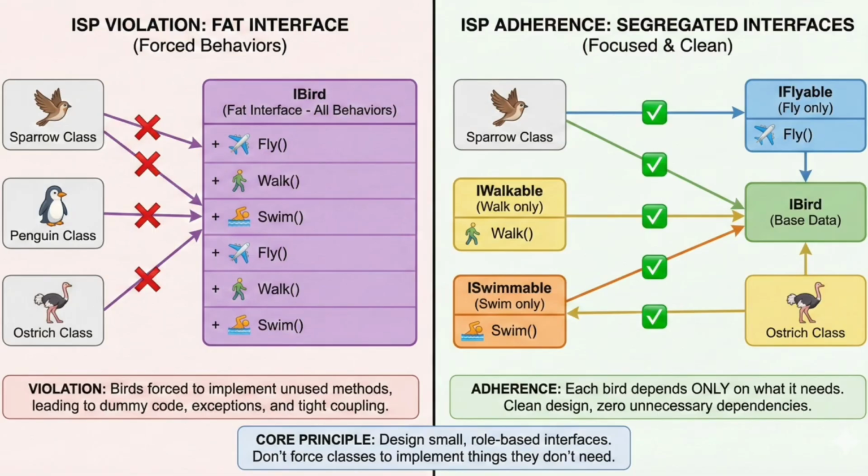ISP done correctly. We redesign using small, focused interfaces. IBird, IWalkable, IFlyable, ISwimmable. Now Sparrow implements IBird plus IFlyable. Penguin implements IBird plus ISwimmable. Ostrich implements IBird plus IWalkable. This gives correct behavior. No forced methods. Cleaner architecture. Zero unnecessary dependencies. Do not create giant interfaces that force classes to implement things they don't need. Instead, split them into small, meaningful role-based interfaces so every class uses only what is required. That is the true power of the interface segregation principle.